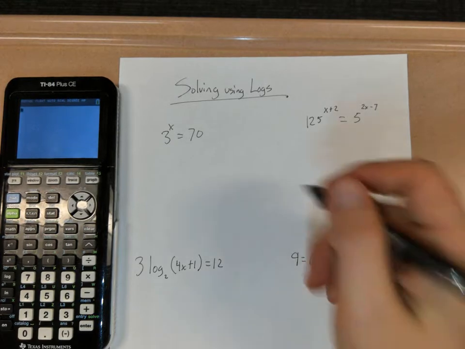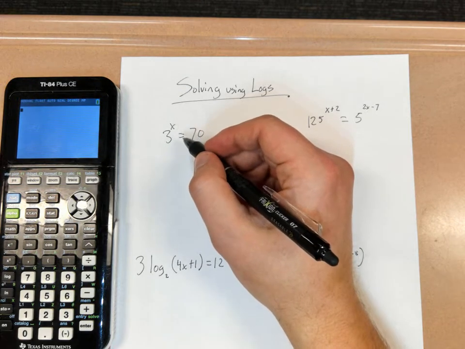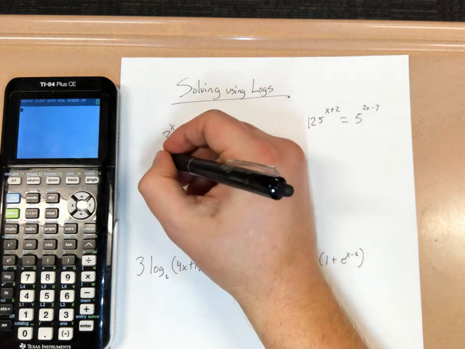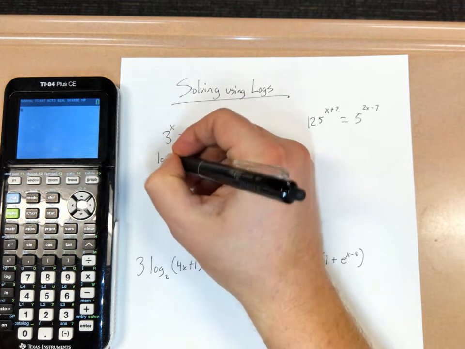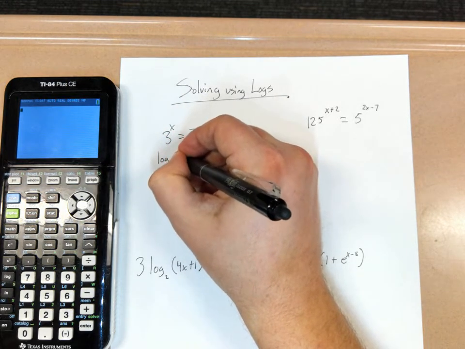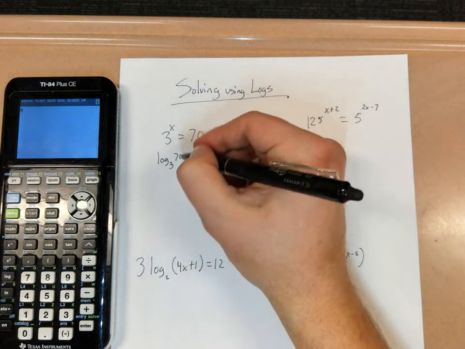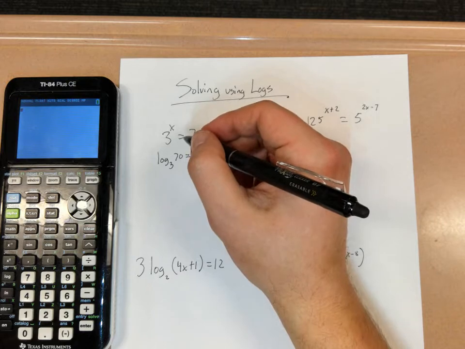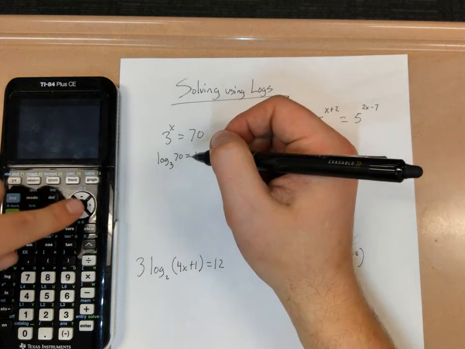So the first equation that I have is 3 to the x power equals 70. What I'm going to do is convert this to log form. So if I write log base 3 of 70, that's going to equal x. If you need to know how to convert from exponential to log form, I have a video on that. Please check that out. Otherwise, it's just, can you type this into the calculator?